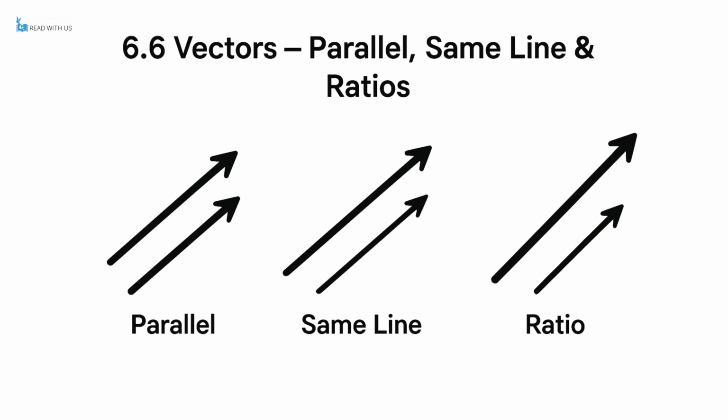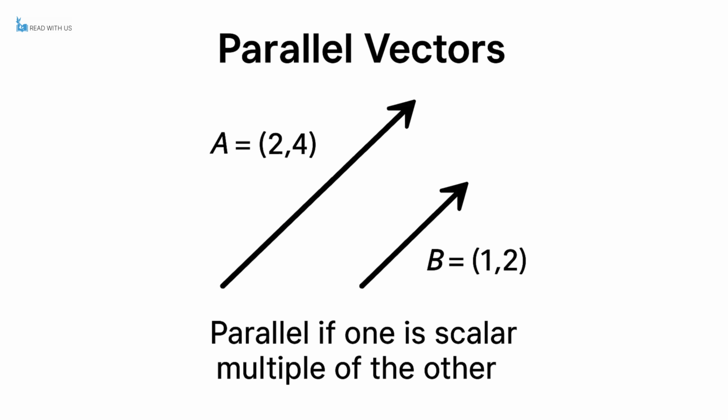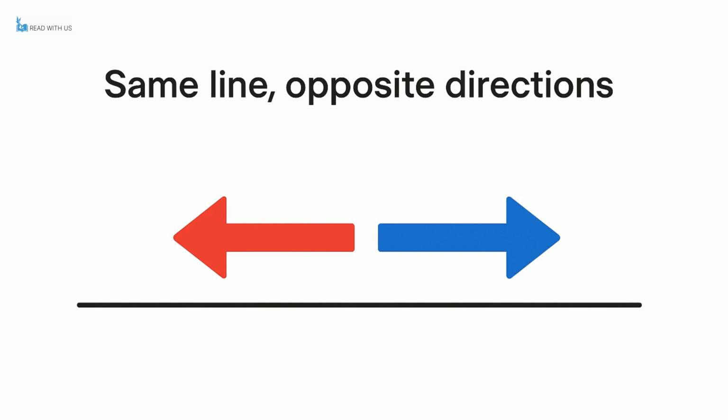In this lesson, we're going to learn about vectors: parallel, same line, and ratios. First, let's talk about parallel vectors. Two vectors are parallel if one is a scalar multiple of the other. For example, a = (2, 4) and b = (1, 2). Since a = 2b, they are parallel. Parallel vectors can point in the same or opposite directions.